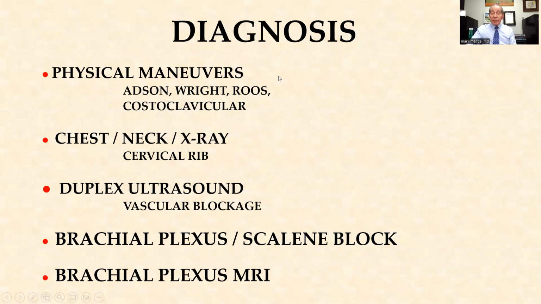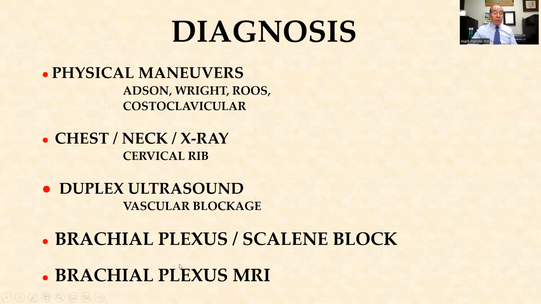Diagnosis is difficult. All these provocative tests, which involve looking with your arm elevated, looking this way, doing your Roos test, shrugging your shoulders, 90% of people have one of those tests positive. You need an X-ray to make sure the patient does not have a cervical rib. A duplex ultrasound study is useful to determine if there's any vascular blockage.